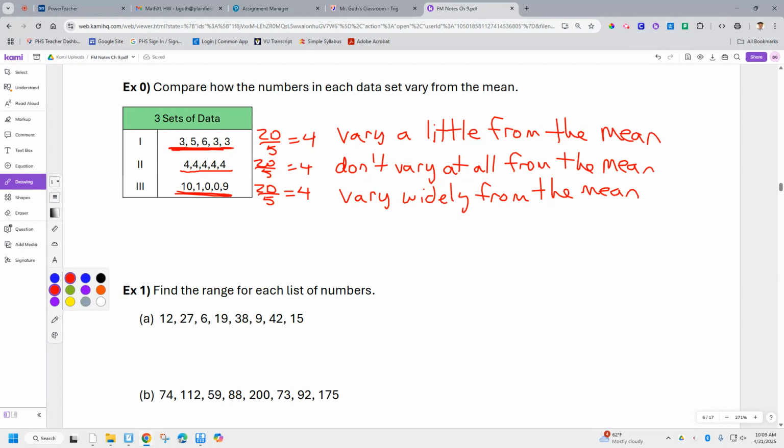Where standard deviation and variance come in is it's going to put a number on that, okay? It varies a little bit from the mean, or it varies a lot from the mean is kind of subjective, right? So we're going to use those calculations, the standard deviation and the variance, to put a number on that so we can compare.